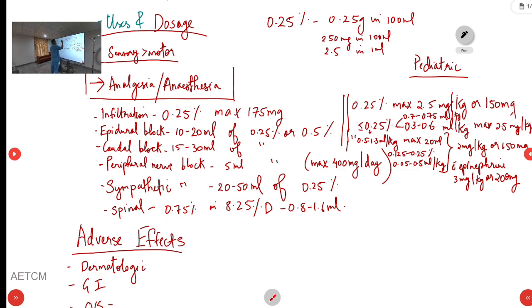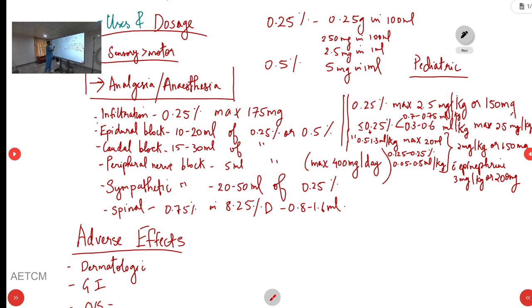In the same way, for 0.5 percentage, which are the two most common dosages we use, we get around 5 mg in 1 ml. So that is clear. This is the per ml dosage of bupivacaine in the ampule which we take. So 0.25 percentage and 0.5 percentage are the most commonly used ones.